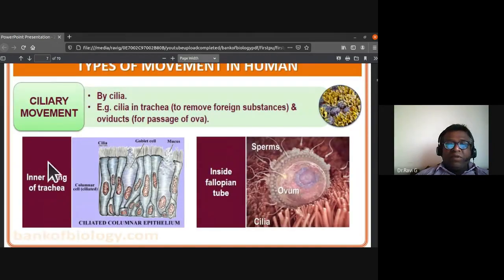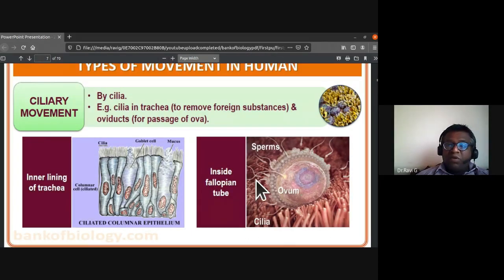So the ciliary movement, you can see it in detail. The cilia in trachea: there you find the microscopic cilia on the columnar epithelium, the inner lining of trachea. So these cilia help in removing the foreign substances. And the cilia which are found in the oviducts, you can notice here the cilia is enlarged. They help in the movement of ova to the fallopian tube, where they are fused by the sperms.